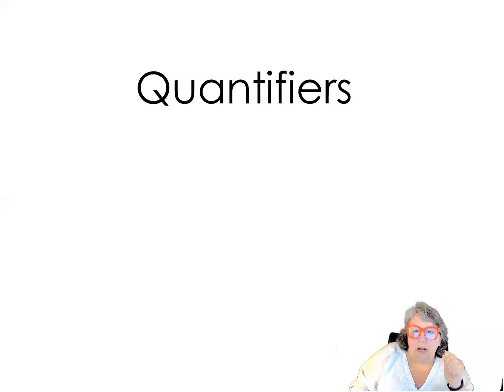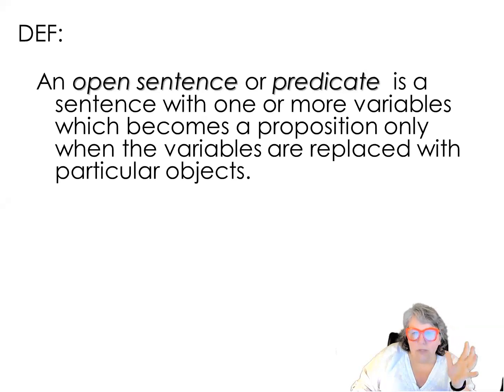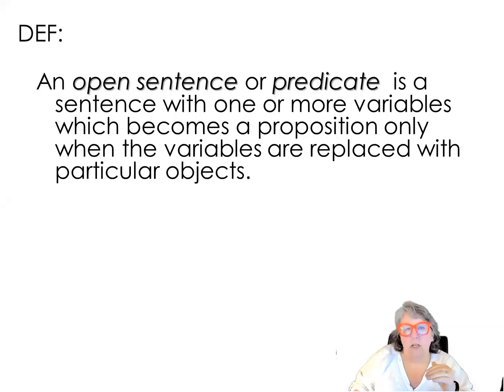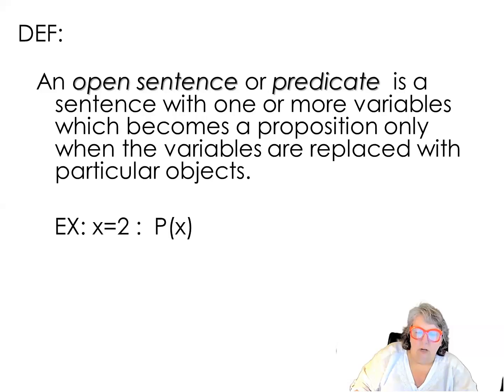In this video, I want to talk about quantifiers, logical quantifiers. But first, we need to talk about definition. An open sentence or predicate is a sentence with one or more variables in it, and it becomes a proposition only when the variables are replaced with particular objects. For an example, I might say P of X, and the statement will be X equals 2.